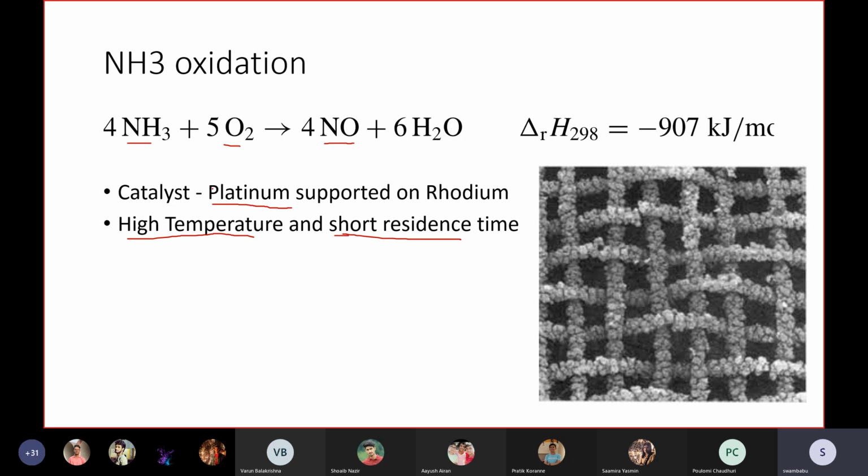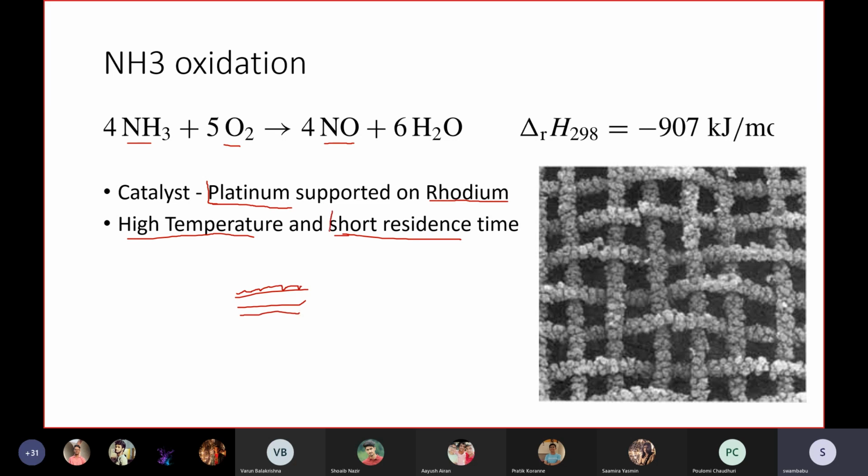Now the platinum catalyst, you might know by this time, platinum is a mechanically very weak metal. So it always needs some support material. Rhodium is used as the support material: they take the rhodium support and coat a platinum layer on top of it.